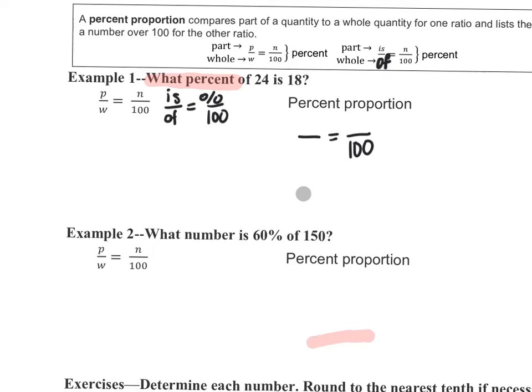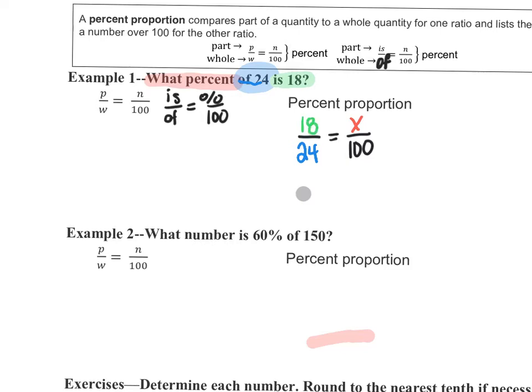Okay, so let's go back for a second. So we're going to start with what percent. So what percent is our missing value? So it's going to be our X. Of 24 goes together. Okay. Of is going to go on our bottom side. So 24. And then is 18 goes together. Is 18. And it's going to go into the top.